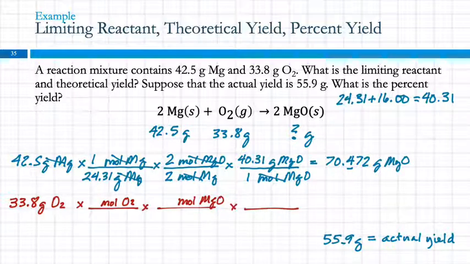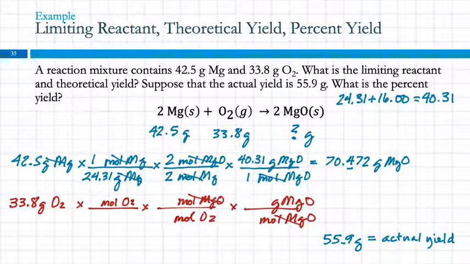Moles of magnesium oxide, 2 grams of magnesium oxide. And moles of MgO, so the units cancel. Moles of O2, so the units cancel. Grams of O2. The mole ratio in the middle, moles to moles, comes from the coefficients. In front of O2, there's nothing. That means 1. And in front of MgO, there's 2.